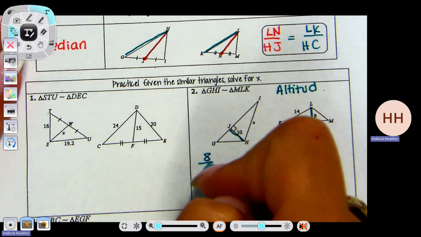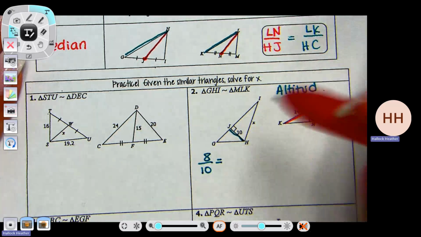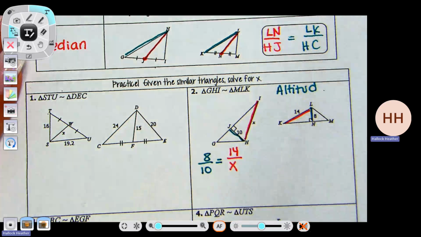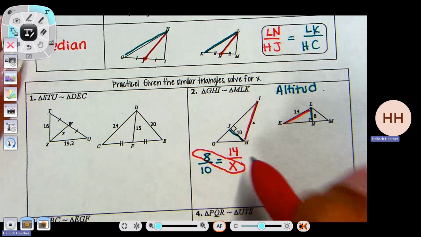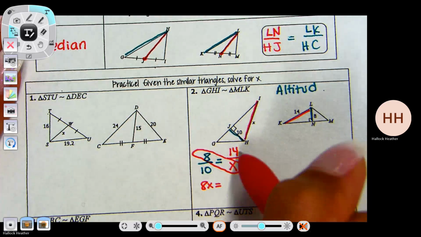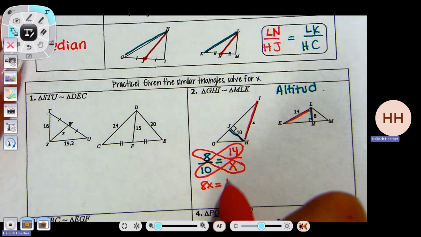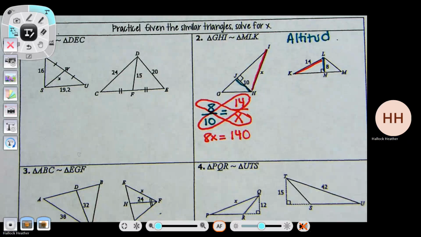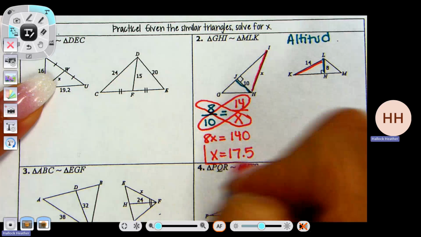So 8 over 10. And I'm going to say it's equal to small triangle, which is what? 14 over X. And then we're doing the same thing as last week. We'll do a little cross multiply. So 8 times X is 8X. 14 times 10 gives me 140. And I divide and I get a decimal. X equals 17.5. Very nice.